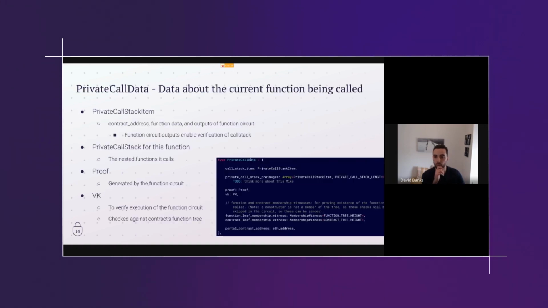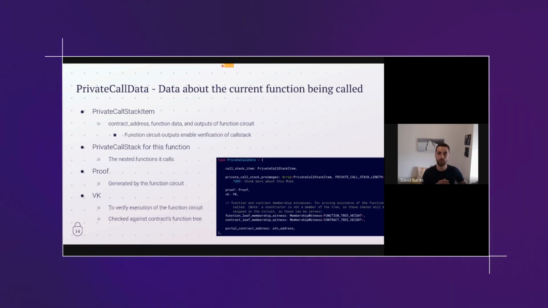And so now, hopefully this should help answer that question, which is the private call data, which essentially is the information that is input to the kernel for the current function that this iteration of the kernel is processing. It contains the current call stack item, which is things like the contract address, the data about the function and the outputs of the function circuit. And it contains the private call stack for this function. Again, this is information that is coming as an output of the app circuit.